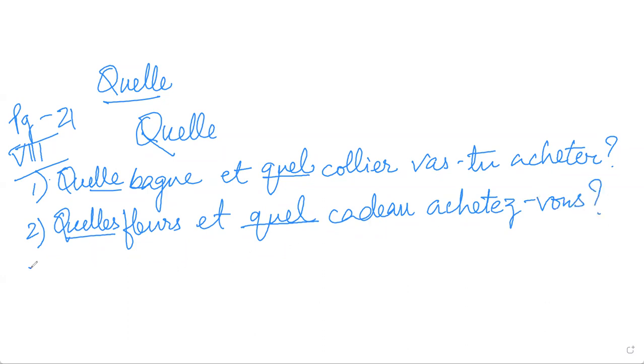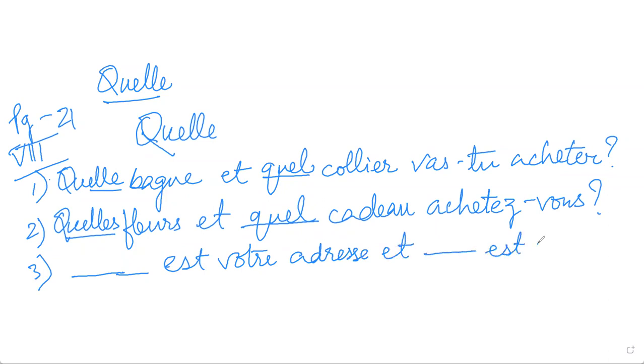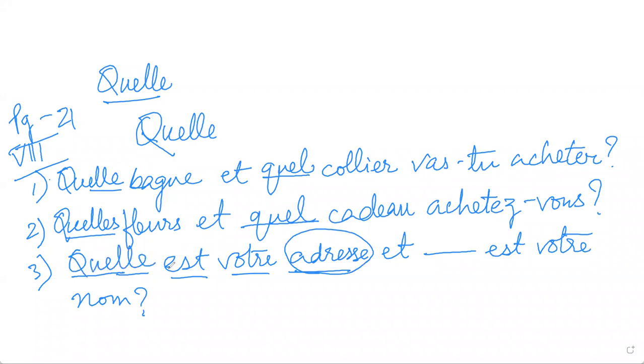The next one, you can see, is what. Here it will come as what. What is your address? Is adresse masculine or feminine? Feminine. So we'll be placing quelle here. What is your address? And what is your surname? So here, nom is masculine or feminine? Masculine. So we'll place quel. Did you understand? Yes.